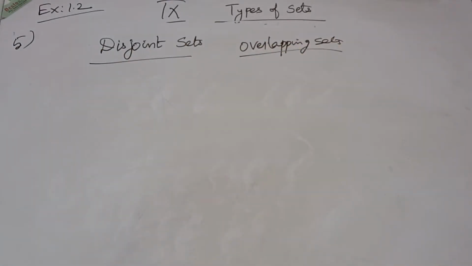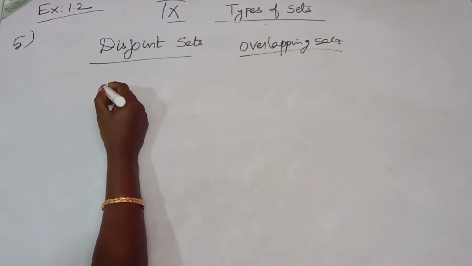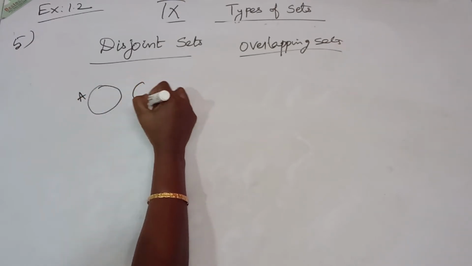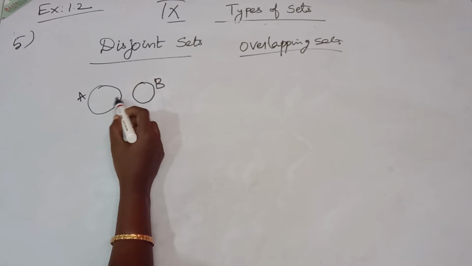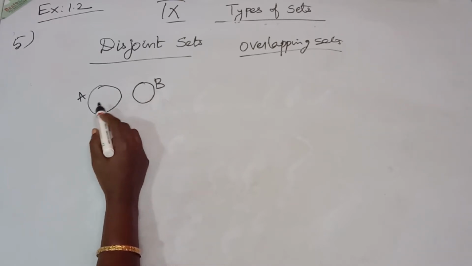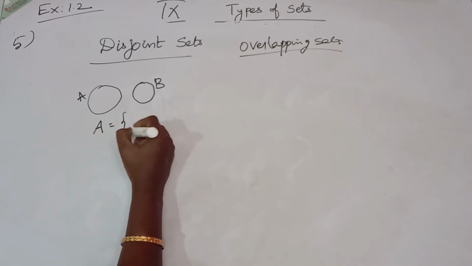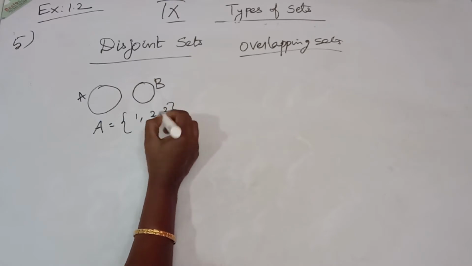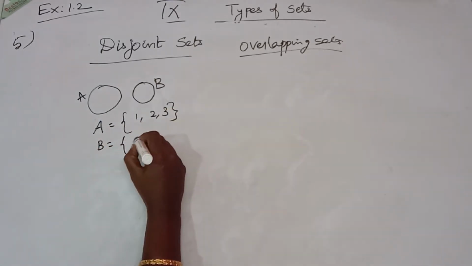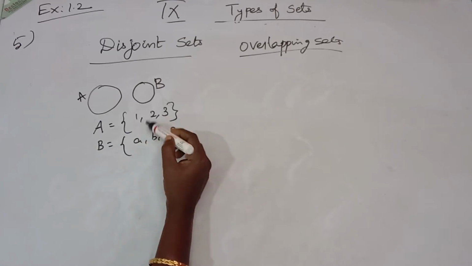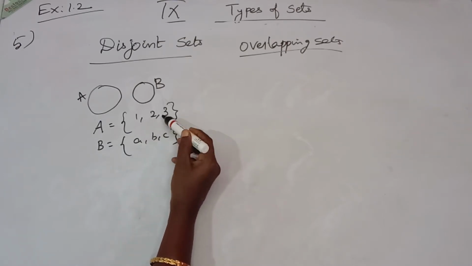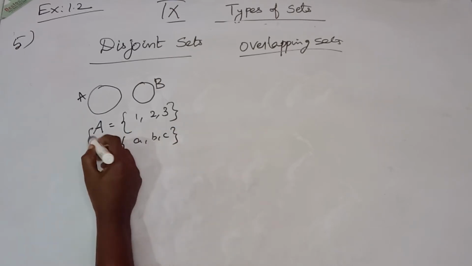Two sets A and B are said to be disjoint if they don't have common elements. If this is set A and this one is set B, there are no common parts between sets A and B. It is disjoint, so these two sets are called disjoint sets. For example, if set A has 1, 2, 3 and set B has a, b, c, there is no common element, so these two sets are disjoint.